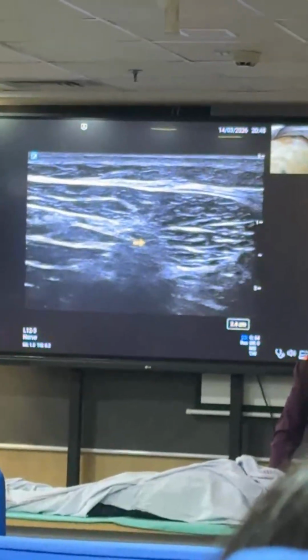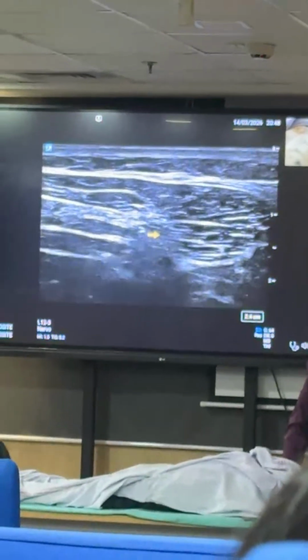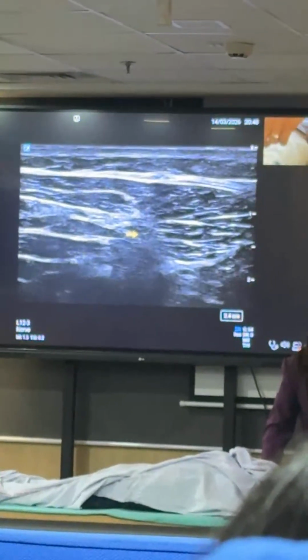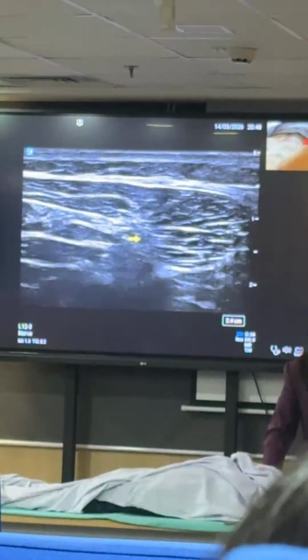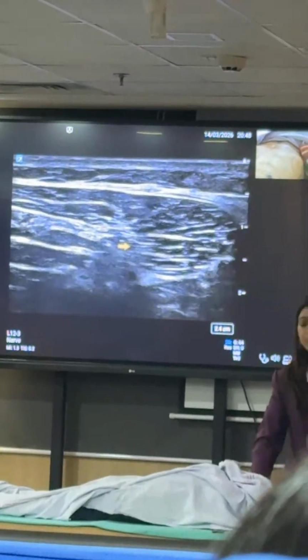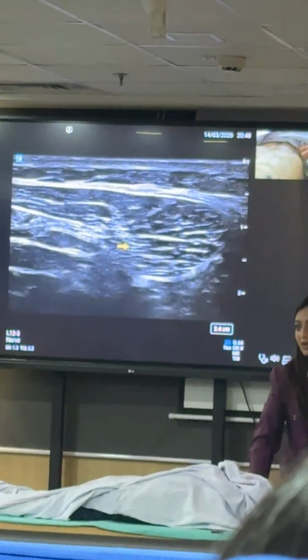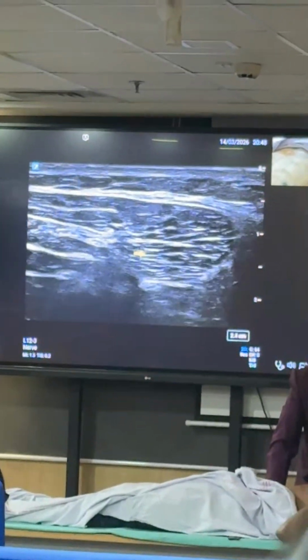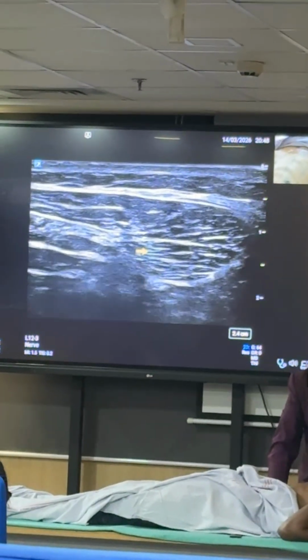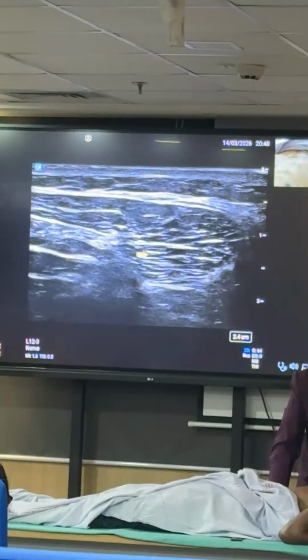So once you start hydrodissection, you will see the fascia transversalis going down. That is why you perform the fascia transversalis plane block, which is very effective for iliac crest surgery. Especially when we do a fracture forearm and they want to take the graft harvesting for the grafting, you can use this block. So you can do an upper limb block plus a fascia transversalis block.